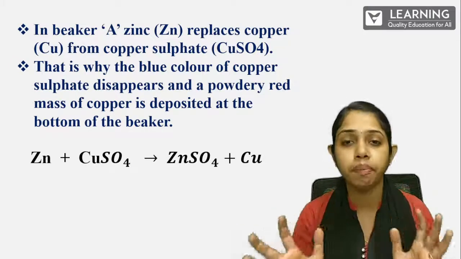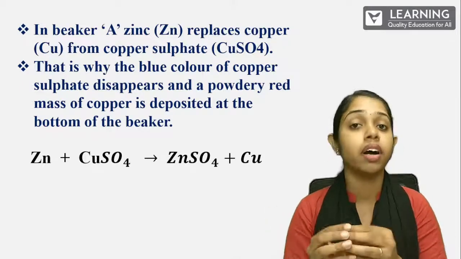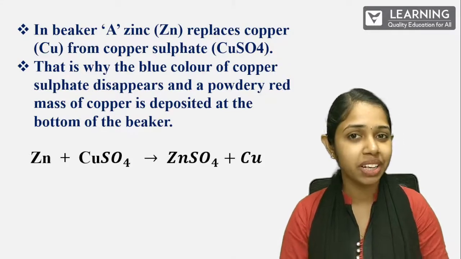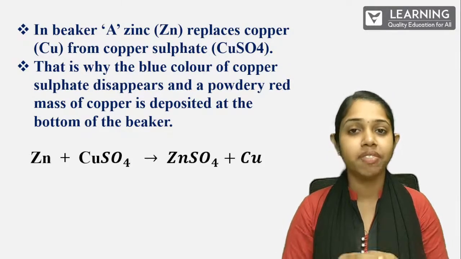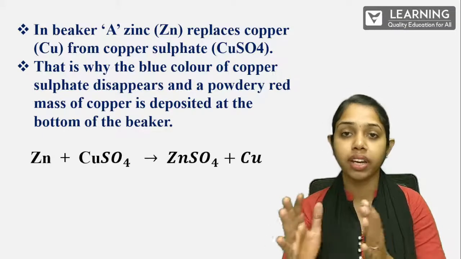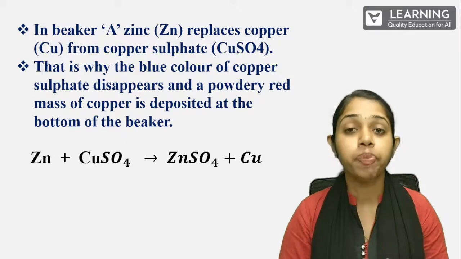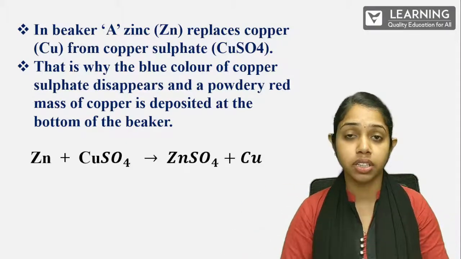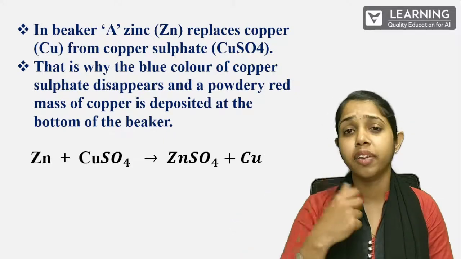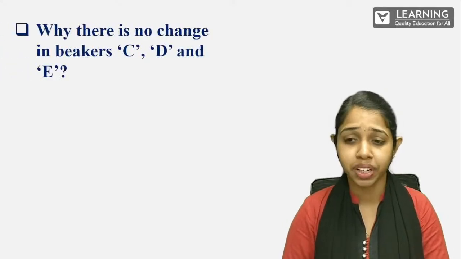So this is the simple example. Similarly, you can definitely write an equation for our second beaker. What did we have in our second beaker? We had copper sulphate and also the iron nail, right? Similarly, you can write this equation where iron is going to replace copper. Now that we have understood the first two beakers, let us try to understand what happens to the others.